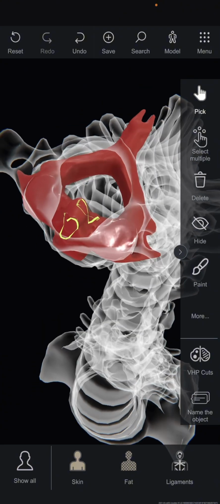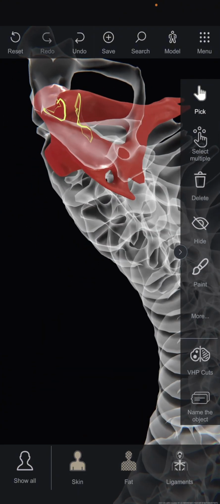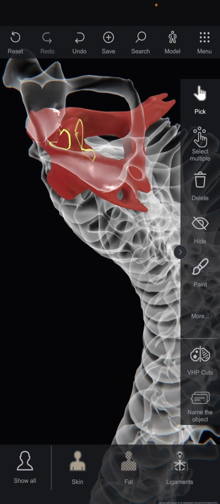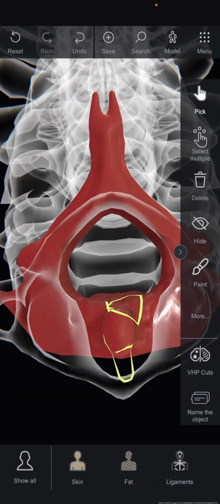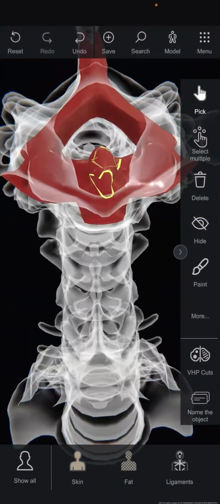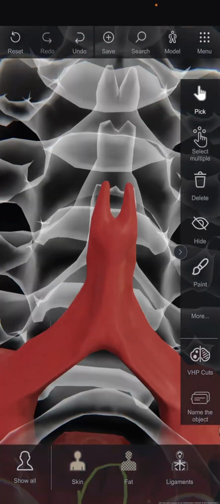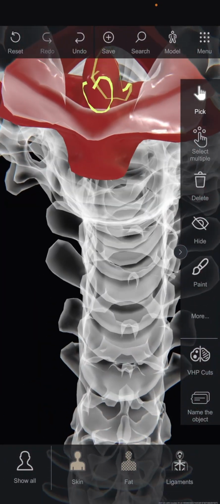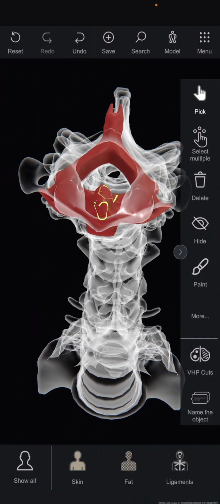Then we have transverse foramina. You can see here the transverse foramina, where the vertebral artery lies. Then we have the vertebral canal, where the spinal cord passes. Then we have bifurcation here and the spinal process. These are all the formations of the C2 axis vertebra.